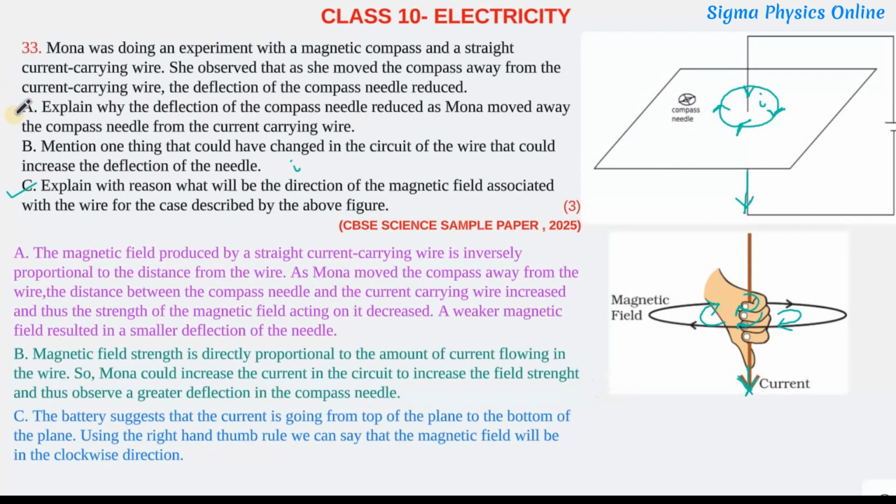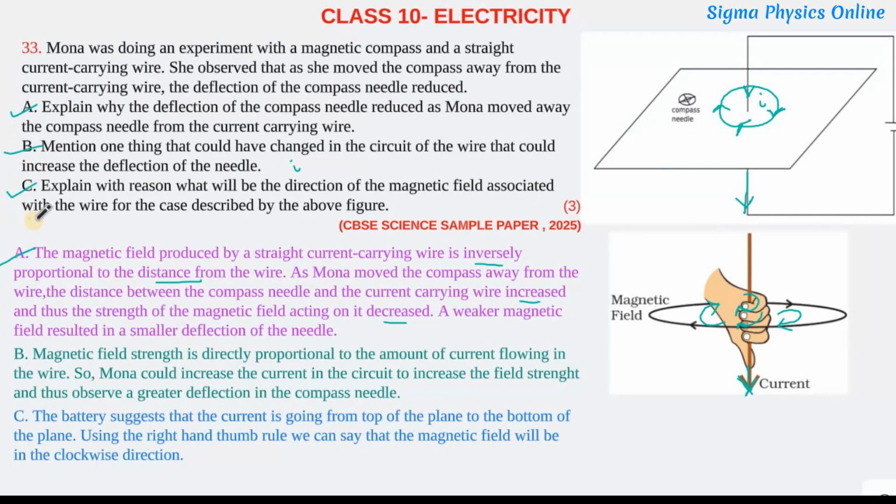So let's analyze the answers now. The first question is, explain why the deflection of the compass needle reduced as Mona moved away the compass needle from the current carrying wire. The answer is, the magnetic field produced by a straight current carrying wire is inversely proportional to the distance from the wire. As Mona moved the compass away from the wire, the distance between the compass needle and the current carrying wire increased, and thus the strength of the magnetic field acting on it decreased. A weaker magnetic field resulted in a smaller deflection of the needle. So this should be your first answer.